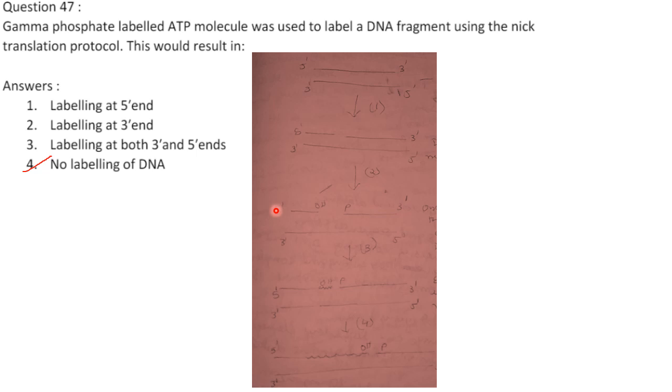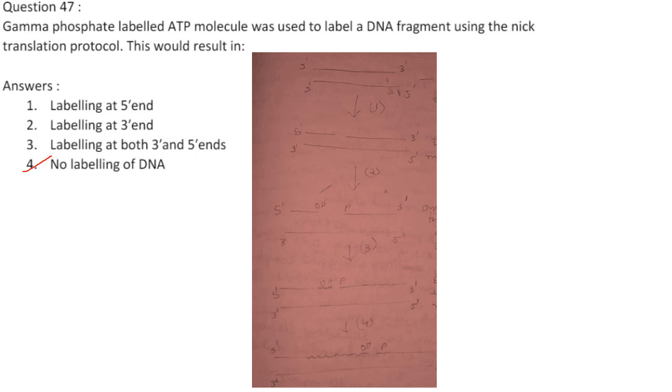Now excised nucleotides are replaced by incorporation of labeled nucleotides by E. coli DNA polymerase 1. Here these excised nucleotides are being replaced by labeled nucleotides by E. coli DNA polymerase 1. Then repetition of steps 3 to 4, from here, 3 to 4, again, three to four results in translocation of Nick and uniform labeling of the synthesized DNA. So the 3' OH group is used to attack the alpha phosphate group of an incoming nucleotide triphosphate. The beta and gamma phosphates are released as pyrophosphate molecules. In the question, gamma phosphate is labeled. So, no labeling of the DNA will happen. Answer is option 4.